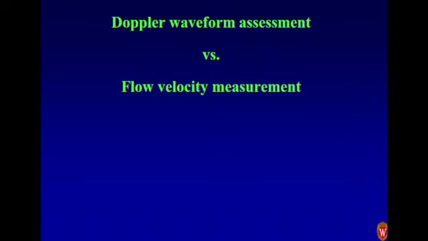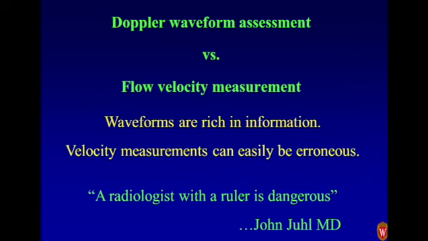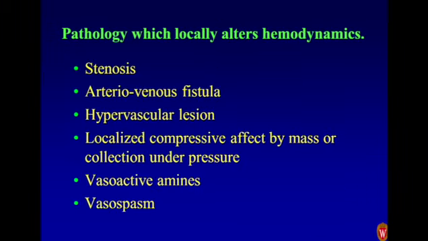So what am I looking for in Doppler? Is it velocities? Is it waveforms? Well, a little bit of both. But I'll tell you, if you're just looking at velocities, you're going to miss things. Waveforms are very rich in information. And if you only hang your diagnosis on a velocity, you can make mistakes because there are plenty of artifacts that can introduce mistakes into velocity measurements. John Jewell, who used to be the chairman of radiology at Wisconsin, has a great saying: "A radiologist with a ruler is dangerous." So really, I like to look at waveforms more than I like to measure velocities.